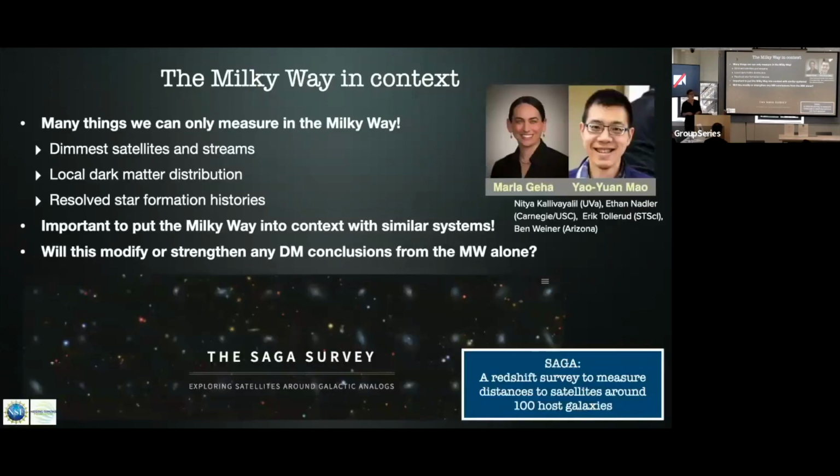So we've been working on an observational project to do this for many years with Marla Jiha, who's here, and Yaoyuan Mao, called the SAGA Survey. SAGA stands for Satellites Around Galactic Analogs. And our goal initially was to measure satellites around about 100 systems that were like the Milky Way. And when we came up with this crazy goal, it seemed almost impossible. And I'm really excited to tell you that we have now done this.